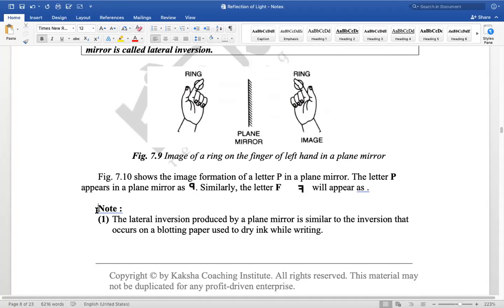Now figure 7.10 shows the image formation of a letter in a plane mirror. The letter P appears in a plane mirror as opposite P. Similarly, the letter F will appear as this. Okay.